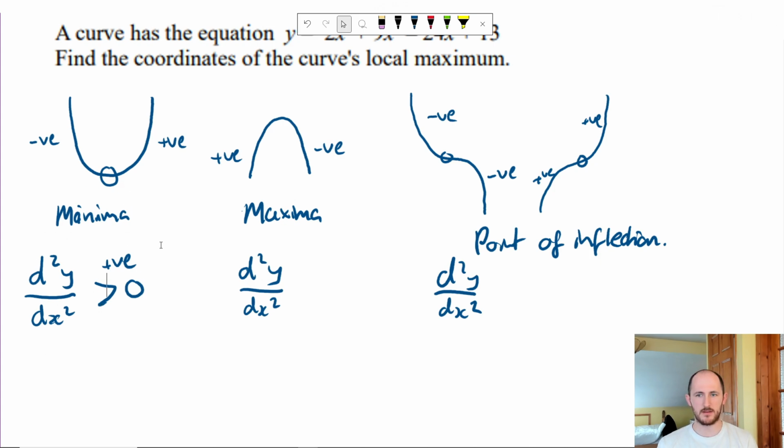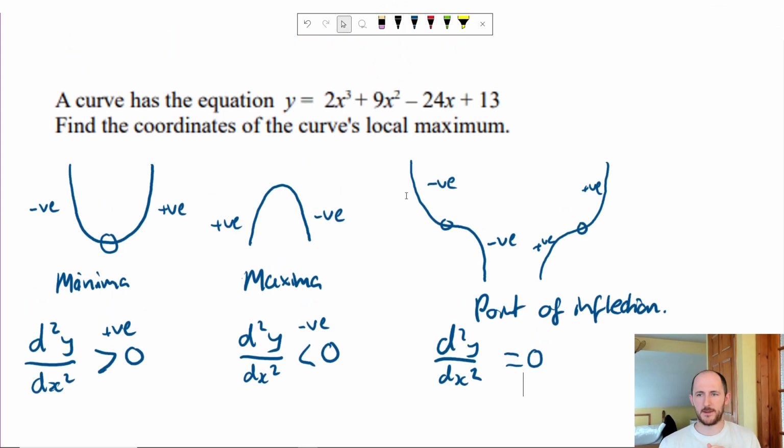minima. Maxima, it goes from a positive to a negative, so the change is negative. So that means the double differential, or the second order differential, is negative. Because, again, if I was speaking in terms of velocity, it's slowing down. Whereas this one, it's speeding up. Point of inflection, well, it goes from negative to negative, there's no change. And here it goes positive to positive, there's no change. So it equals 0.